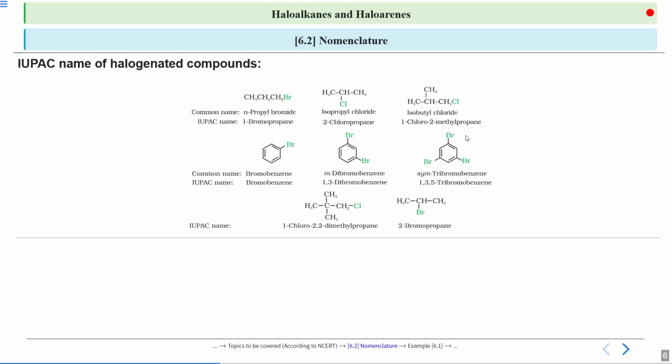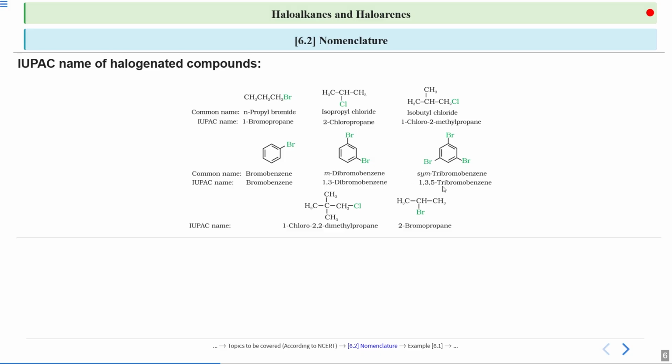Now if you consider the tribromo structure, where three bromines, or you can say three halogens, are present. So this structure you can call symmetrical tribromobenzene, right? Or you can say sym-tribromobenzene. Tri because three bromines are present. This is a common name, you have to learn it.